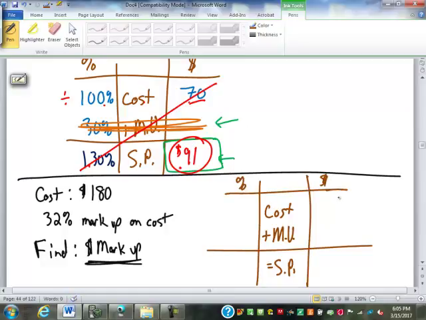Got our percents and our dollars. Burn that little table into your head because, like I said, you are going to make it dozens of times before we're done tonight. Where's the $180 go? On the cost under the dollar side, 180 bucks. Where's the 32 go? On the left by the markup, 32%.